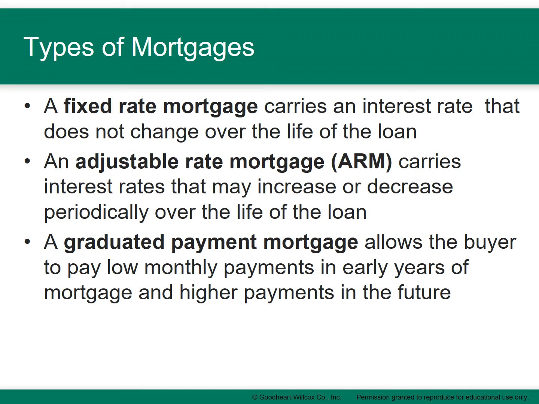Then you have adjustable rate mortgage, which carries interest rates that may increase or decrease periodically over the life of the loan. So if an interest rate spikes and it's really high, then your payments will go up. However, if the interest rates drop, your payments are going to go down. And this happens with the adjustable rate mortgage.